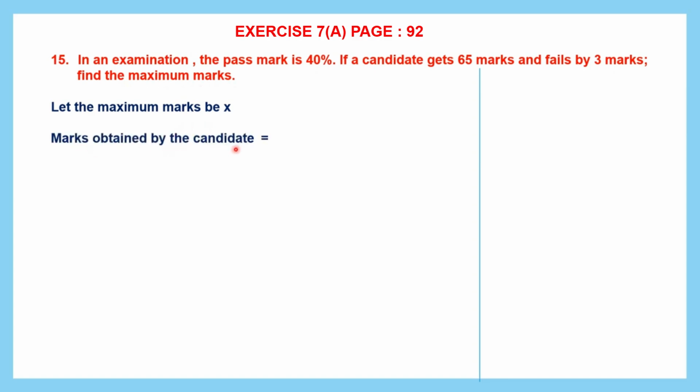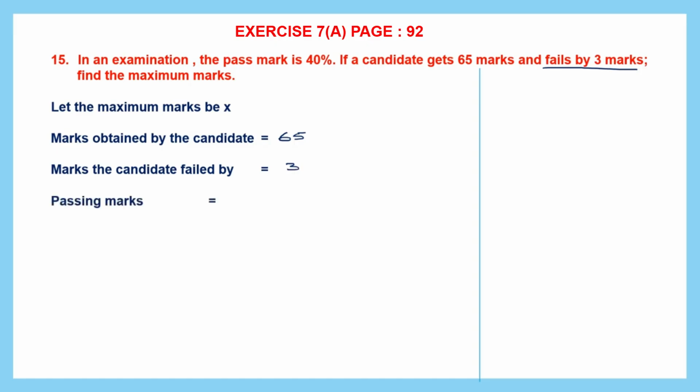Now the marks obtained by the candidate. Now the candidate has got 65 marks. So we can write the marks obtained by the candidate is 65 marks. Marks the candidate failed by. Now here it says fails by 3 marks. So the candidate has failed by 3 marks. So we can write that as 3.